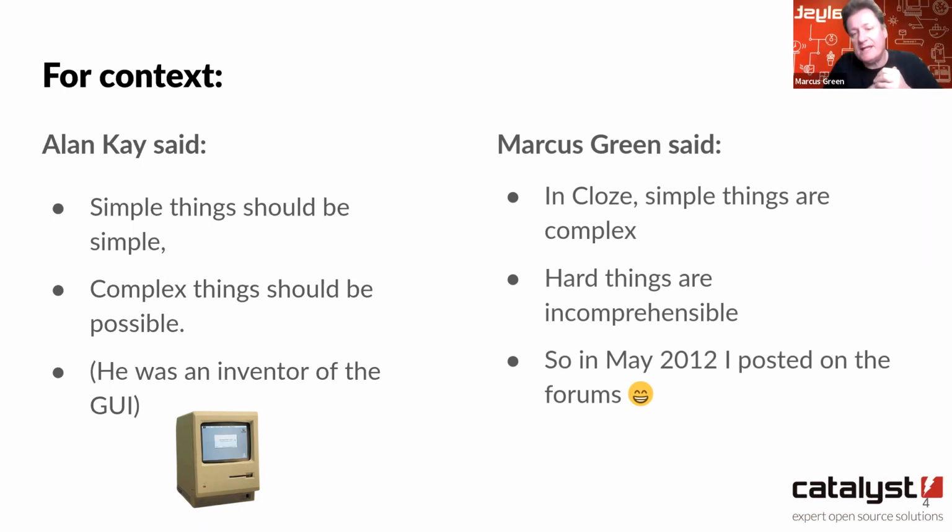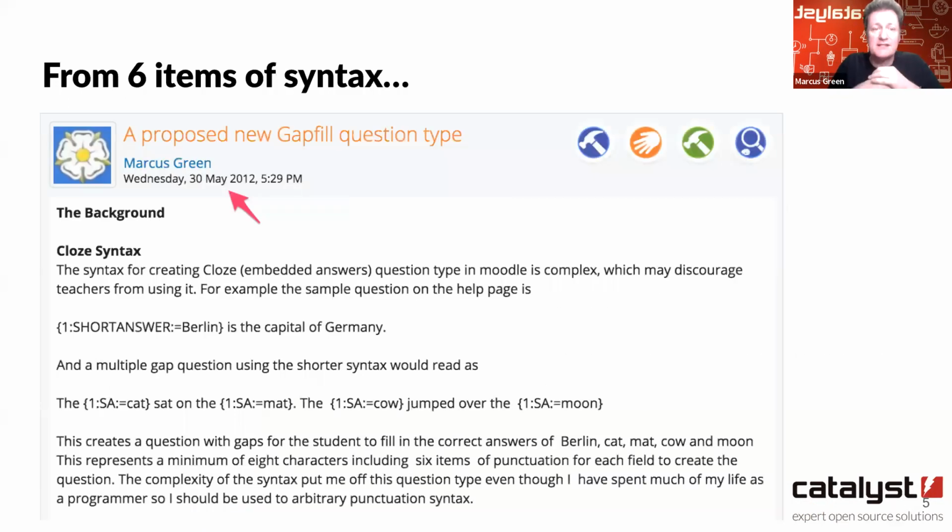So in May 2012, the year of the Olympics, I posted in the Moodle forums, and you can still find this there. I said, the syntax for creating the Cloze or embedded answers question type in Moodle is complex, which may discourage, I was being mild there, teachers from using it. For example, the sample question on the help page is, and I'm going to count out some things now: open curly brace, 1, SHORTANSWER, got to be uppercase by the way, equals, then the word, Berlin.